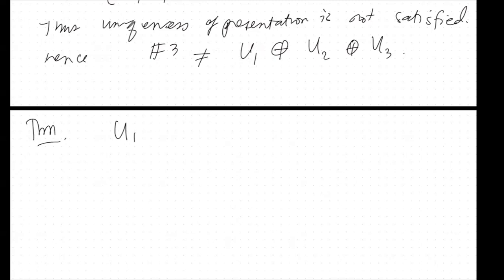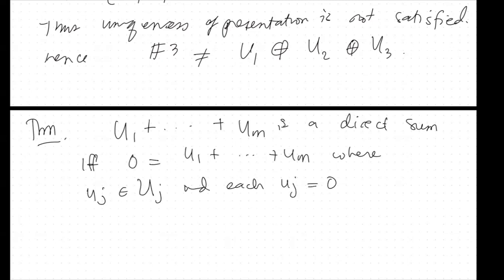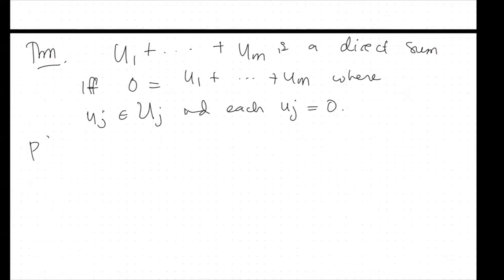U1 plus up to UM is a direct sum if and only if 0 can be written as U1 plus up to UM, where each Uj is in Uj, only when each uj is just 0. Proof.